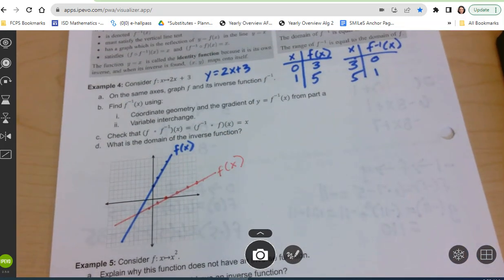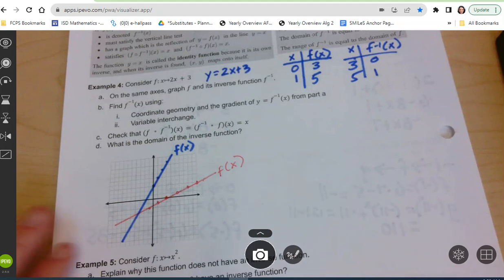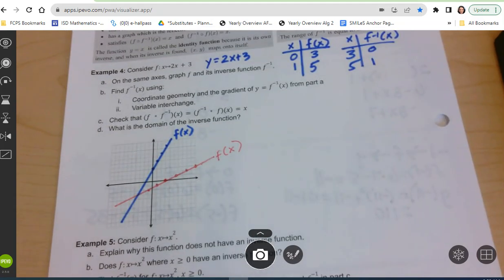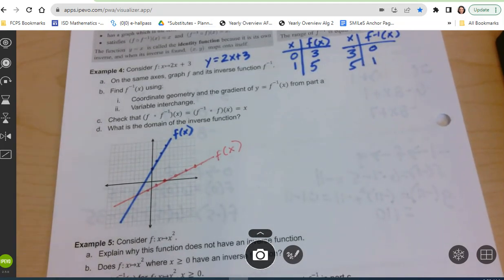Okay. Personally, I don't have a good enough design mind that I can graph an inverse that way. I have to do more of the technical switching the x and the y. But if your mind works that way and you're good, you can always reflect your line across that line y equals x.